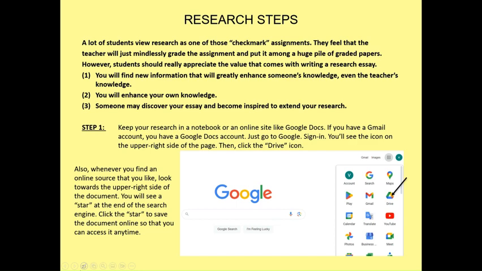So, step one, and I want you to follow these steps to help you write your paper, because I think if you follow these steps, it'll lead you in the right direction.